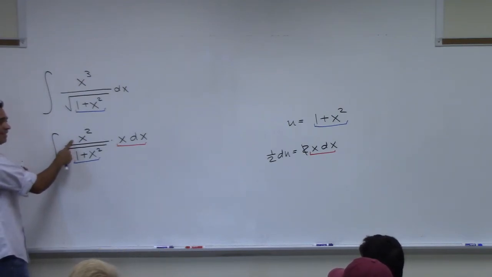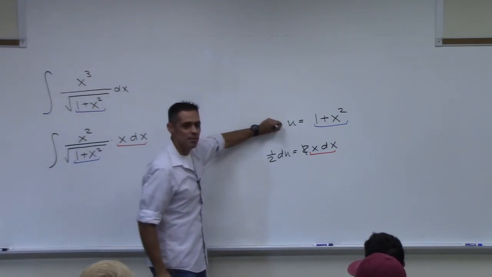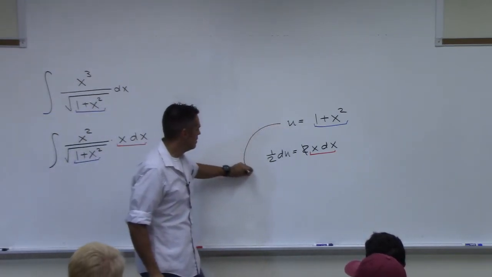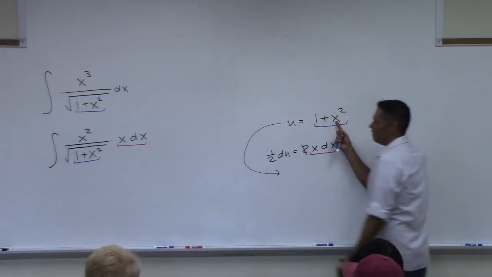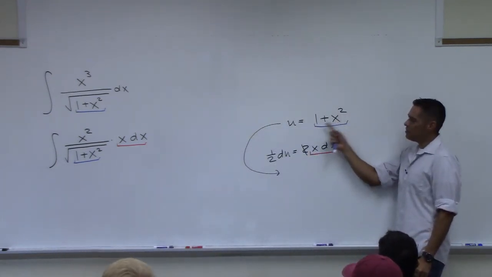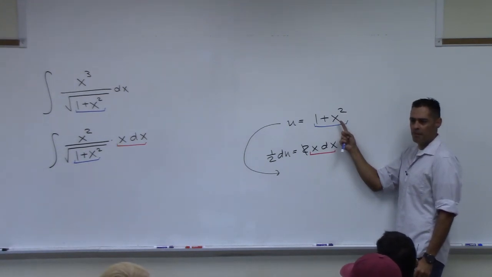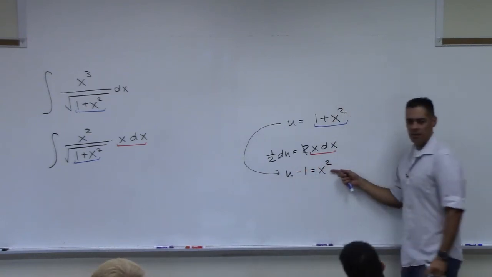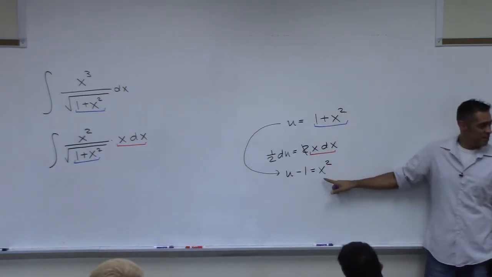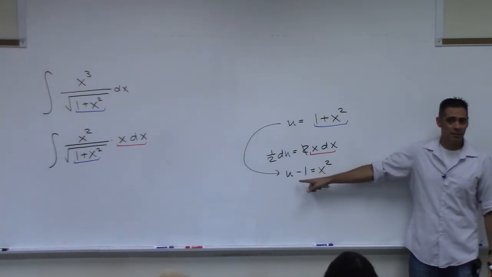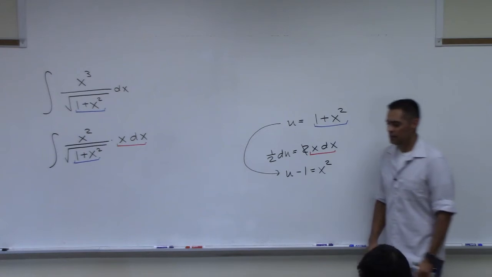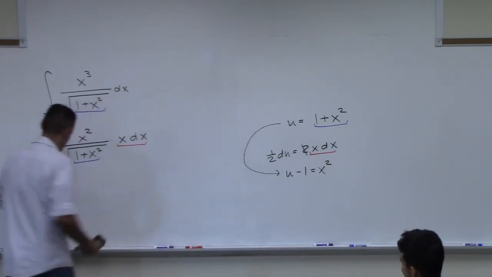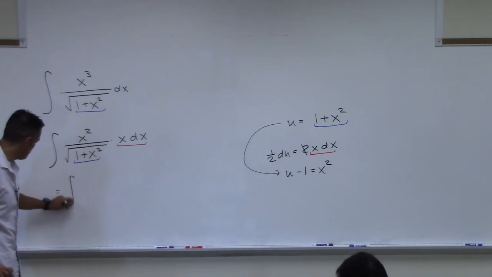However, look at this. This is our relationship between u and x squared, isn't it? Doesn't this have x squared in it? So could I solve this equation for x squared? What would it be? U minus 1. U minus 1 is x squared. Wow. So that means that I can replace x squared with u minus 1. This is weird. Okay, integral.